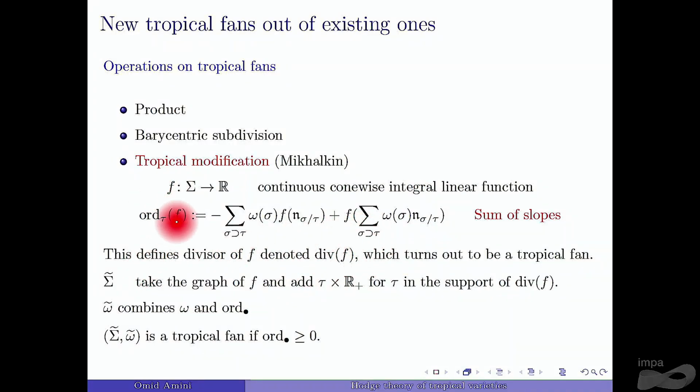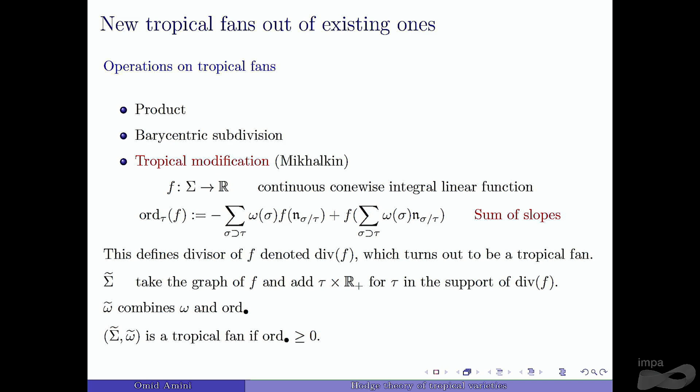So this is called the order of vanishing. Then I define order of vanishing along codimension 1 faces. I can tell you what the holomorphic functions are. Holomorphic functions are conewise linear functions, which always give you non-negative orders of vanishing.